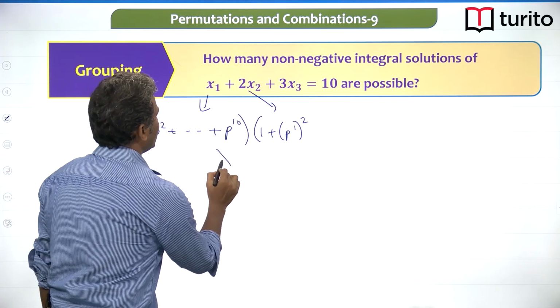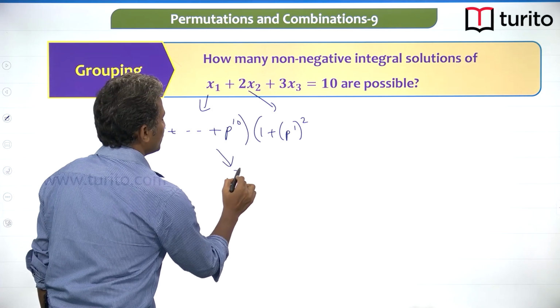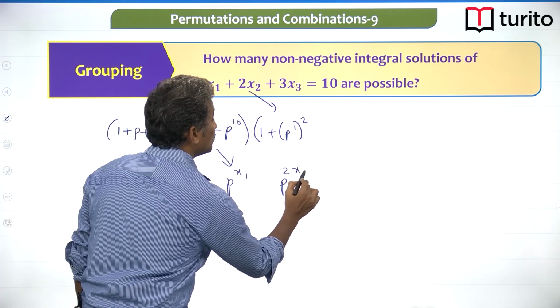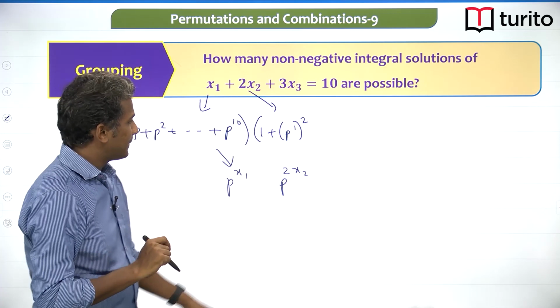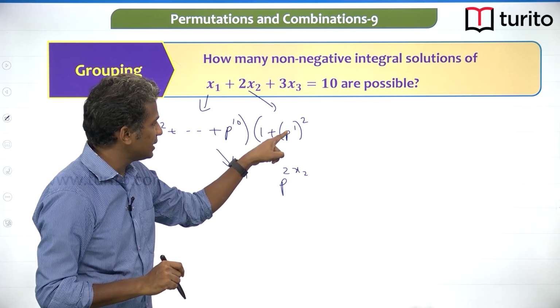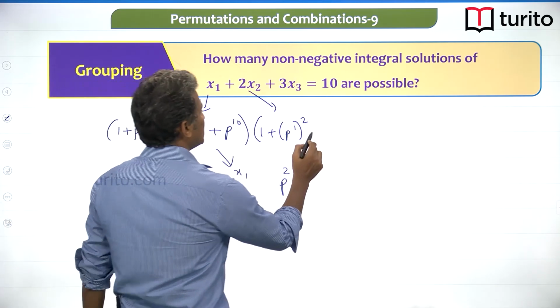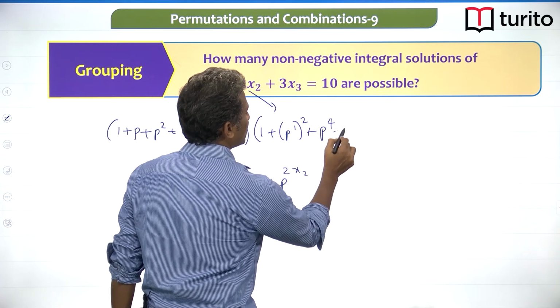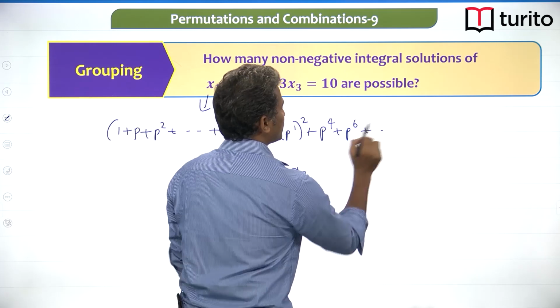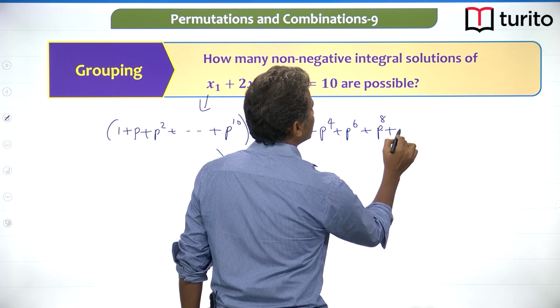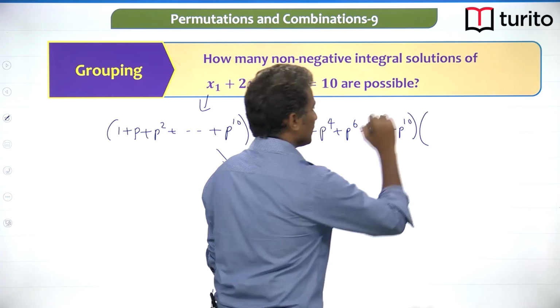So basically from here, let us say if I get p raised to x1, from here I will be getting p raised to 2x2. Right, x1, x2 is 1 here, and because we are squaring it, we are having 2 here. Now similarly, if we go further, we will be having p raised to 6 and so on. So here we will be having p raised to 8 and there will be p raised to 10 here.